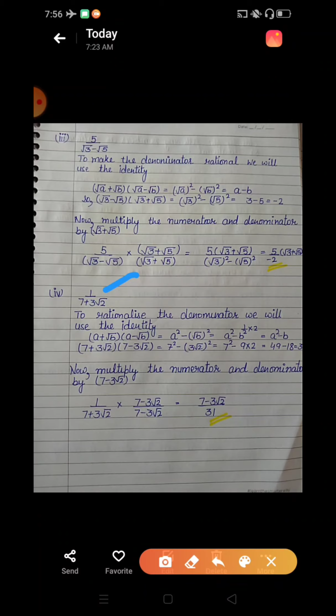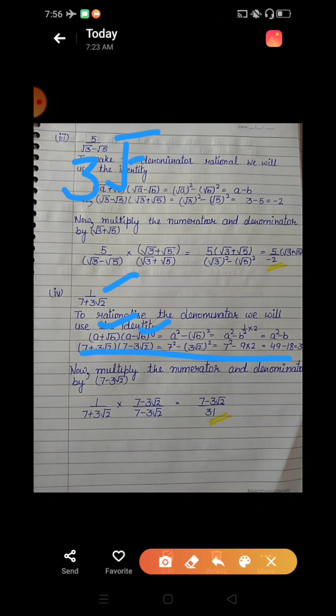Again the same thing is there. You just have to change the sign of the value given in the denominator. Here it is given 7 plus 3 root 2. You have to multiply it by 7 minus 3 root 2, and the identity I have written here, (a plus root b)(a minus root b). So after putting the values, we will find the answer.